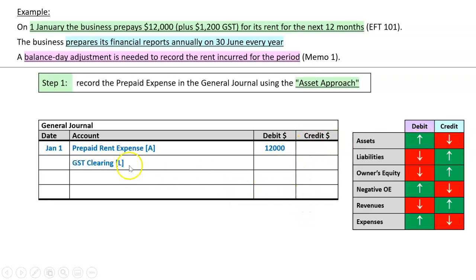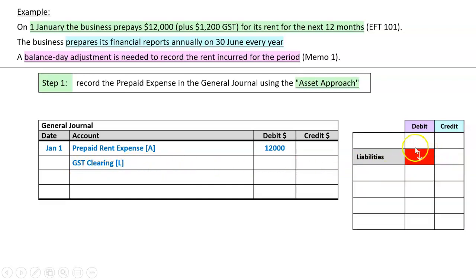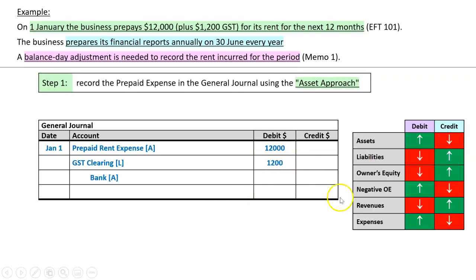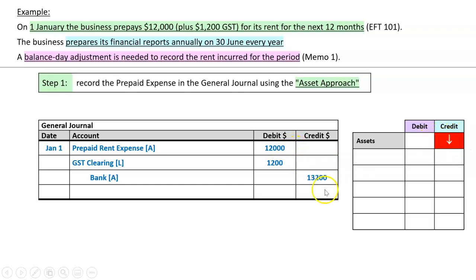Now we also paid some GST. So we're going to need to go to our GST clearing account. That's a liability. And when we pay that, it actually decreases our liability. So that would be a debit there. And then every debit needs a credit. So what would happen here? Well, I'd have my bank account. That's an asset. I paid $12,000 plus $1,200. Well, that makes it go down. So that would be a credit there.